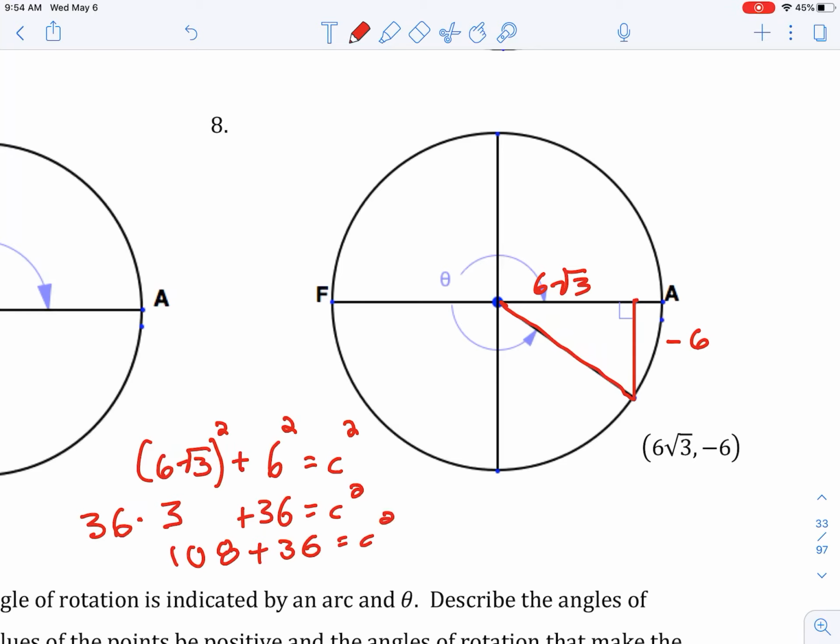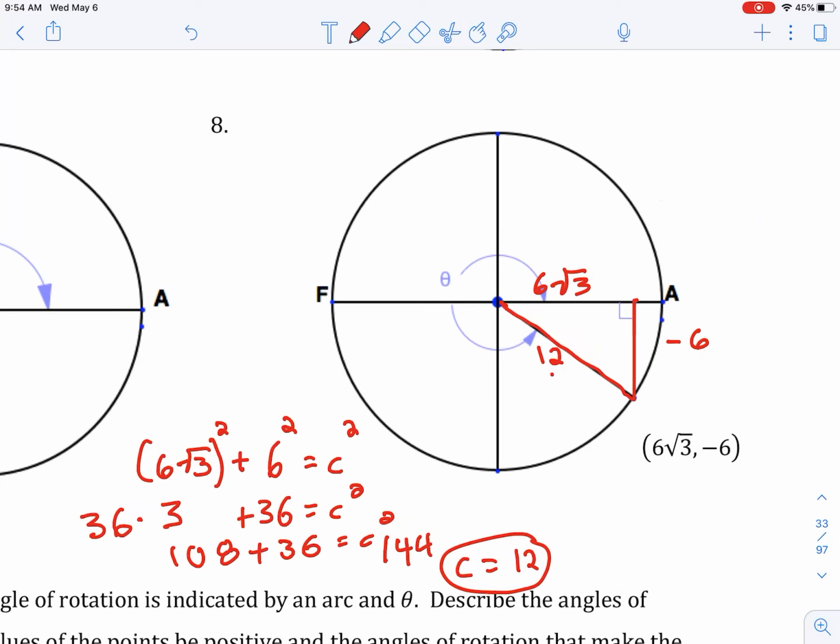So what is 108 plus 36? Let's see here. That would be 144. And then the square root of 144 is 12. So you can probably already spot this as a 30, 60, 90 triangle because this doubled is 12. And then remember the long leg is times the square root of 3.